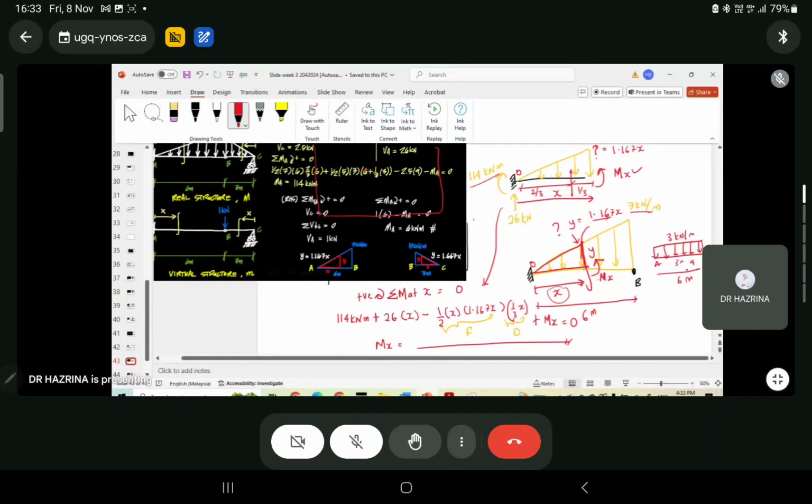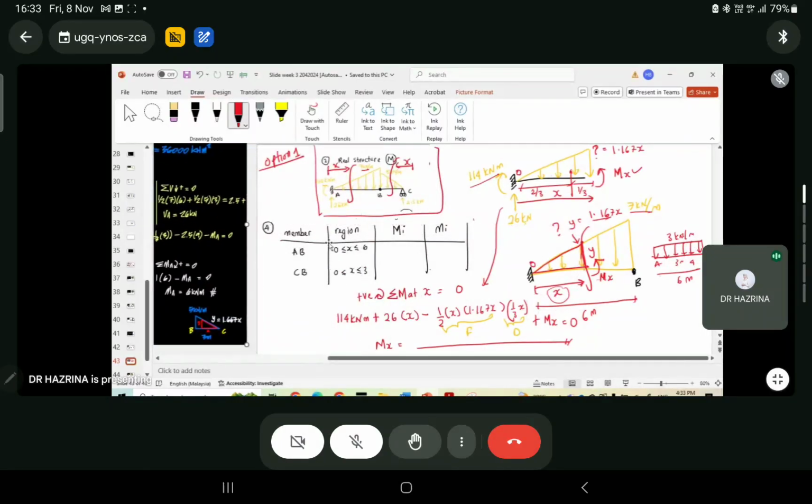Can? Can. Then you get it. Try calculating, do you get 1.167? Got it. Okay, so that is how you calculate the moment.